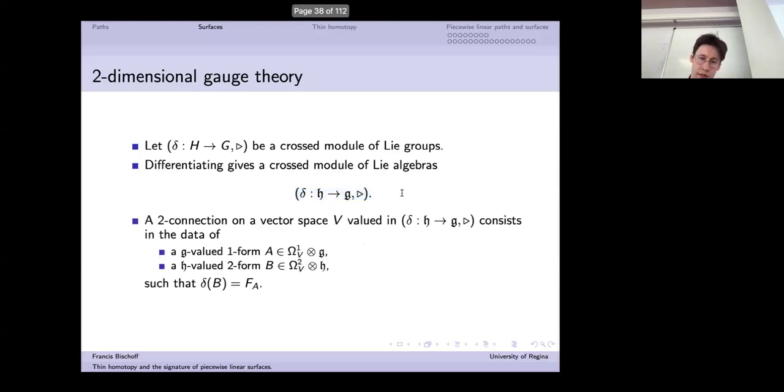So here's what a two-connection is. A two-connection, at least on a vector space V, valued in this crossed module of Lie algebras, consists of the data of, one, a G-valued one-form A, so just a usual connection. But then you also have an extra thing, which is an H-valued two-form B. And these should satisfy a compatibility that if you take the curvature of A, which is a two-form valued in G, it's equal to delta applied to B. So A is not flat, but it's sort of flat up to this differential.